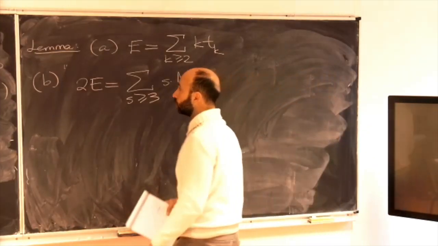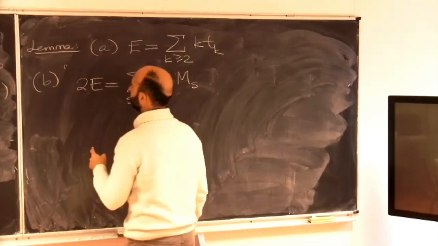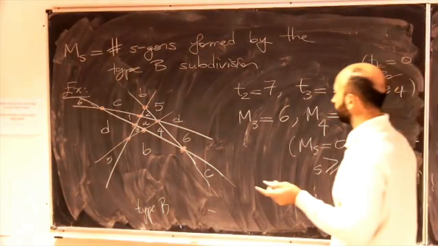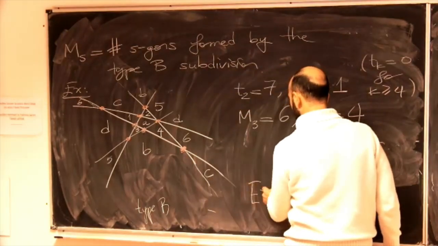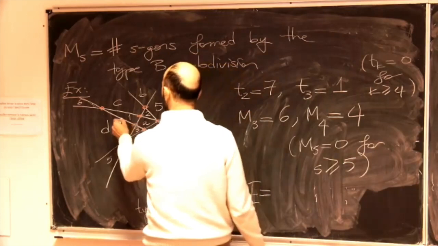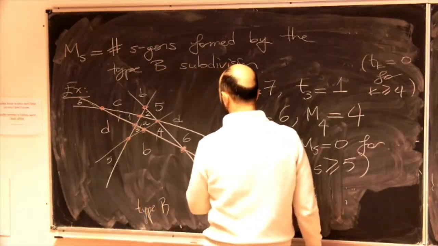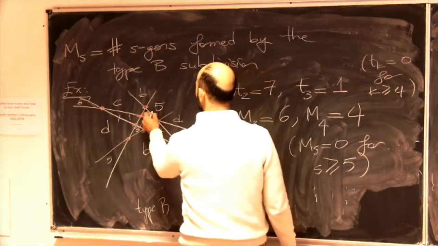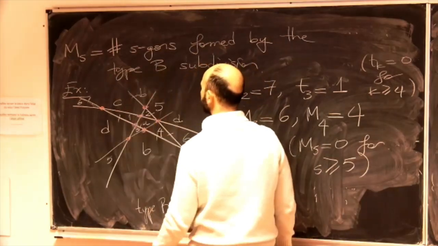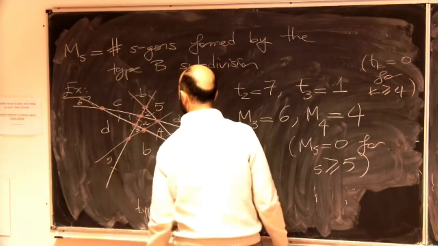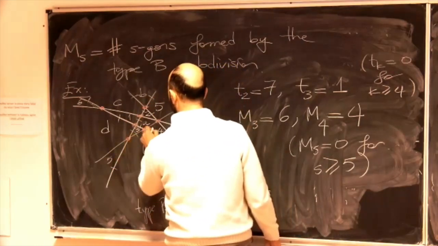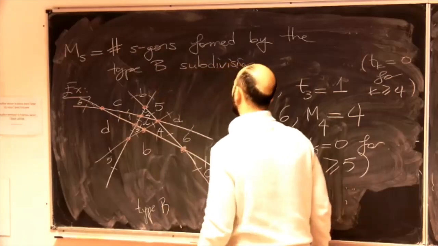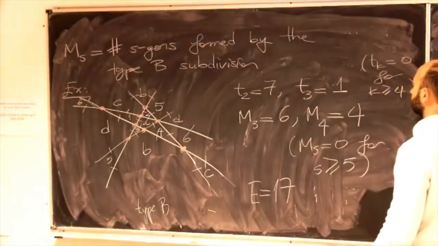Now, how to prove these? Oh, maybe before the lemma, let's go back to the example and double check what this says. Well, to be able to do this, I think I have to count the edges in some way. So let's see. There's 1, 2, 3. 4, but it's the same edge as this one. So 4 so far. 5, 6, 7, 8, 9, 10, 11, 12, 13, 14, 15, 16, and 17. So there's a total of 17 edges.